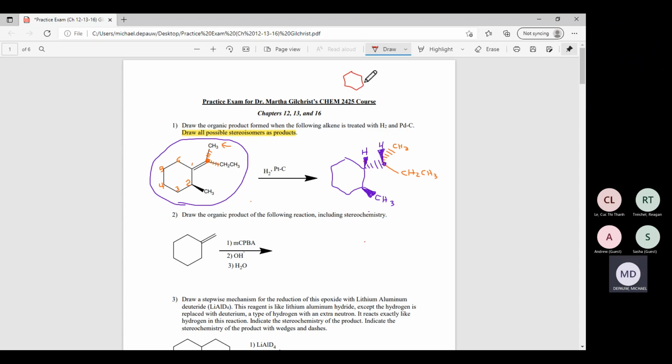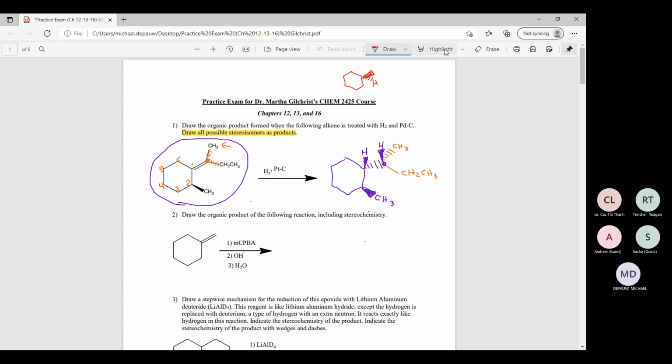So here I have the hydrogen coming in from the bottom now, here. And then I have the wedge. I can't draw. It is hard to draw. It's hard to draw on a mouse. Anyway, so there's the wedge. That's your number one.